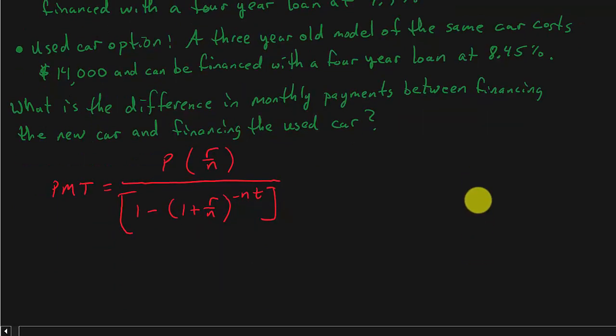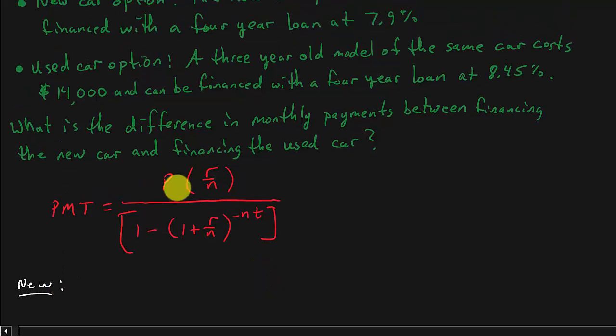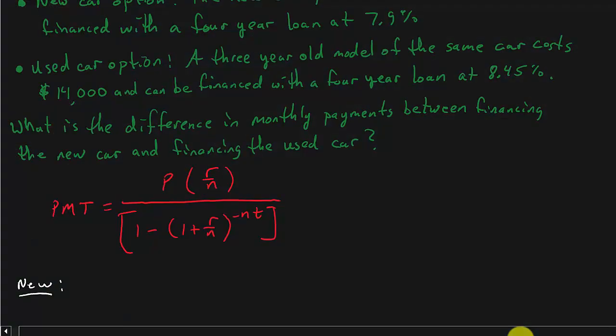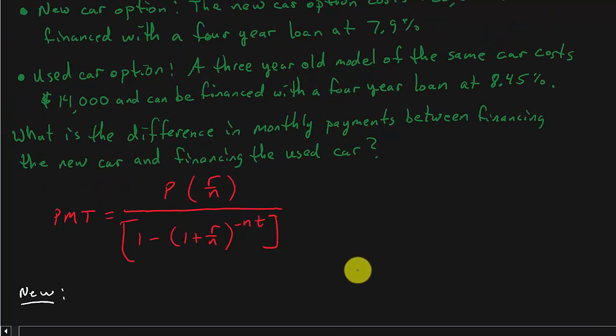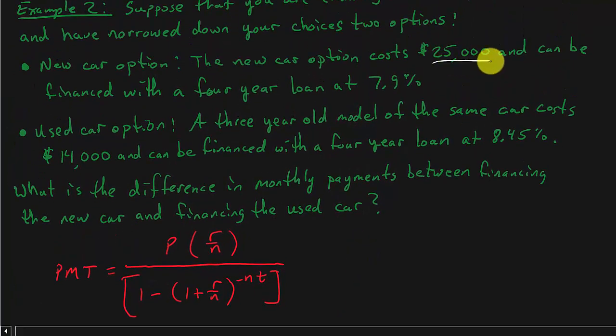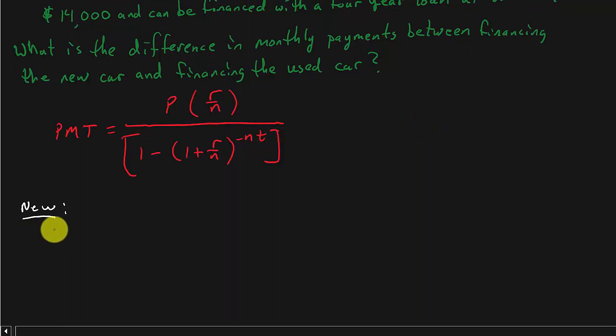So now let's look at the new car option. All right, so we've got the new car option. So we need P, R, N, and T. All right, so let's take a look at that. So the new car for P, that's $25,000. So here we've got P is equal to 25,000.